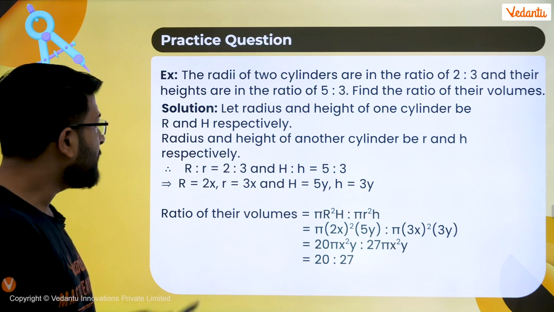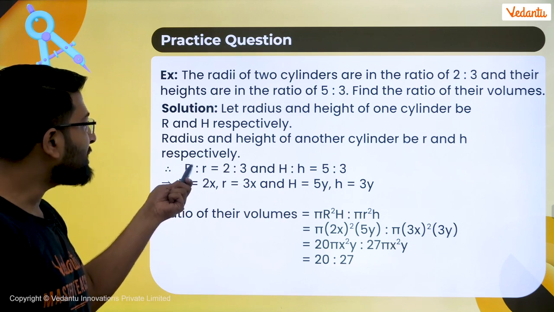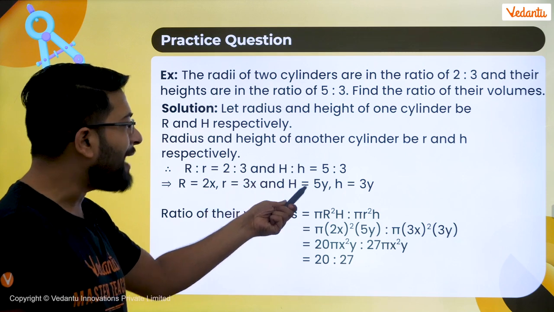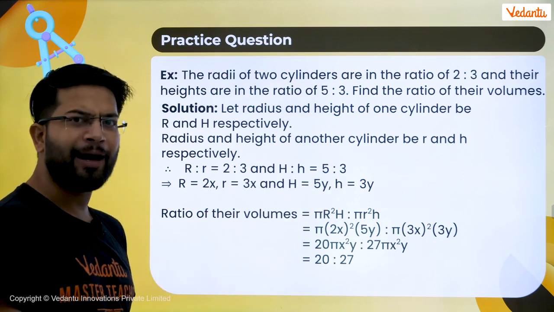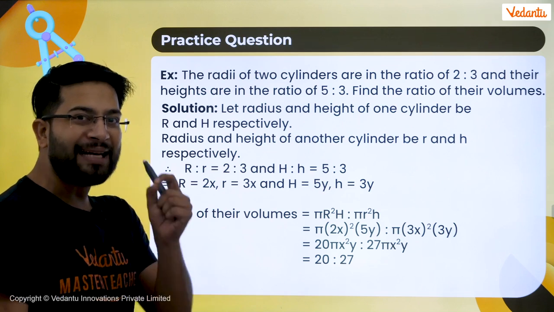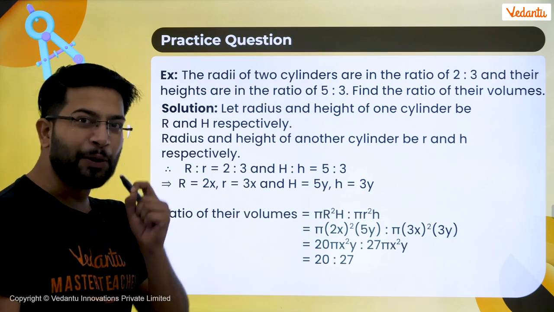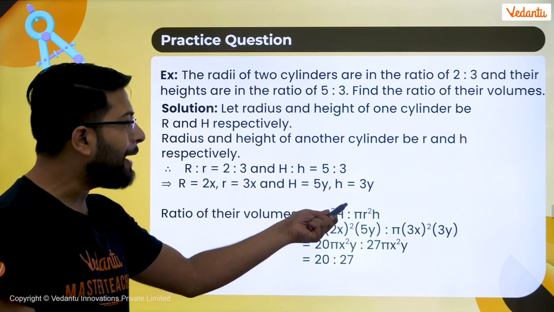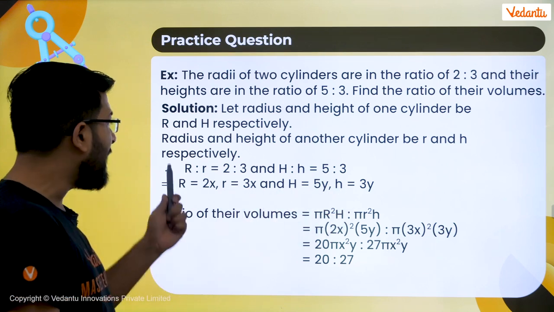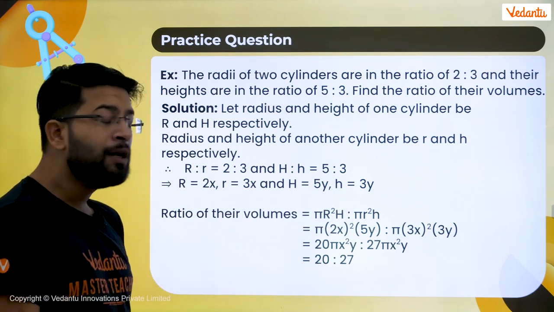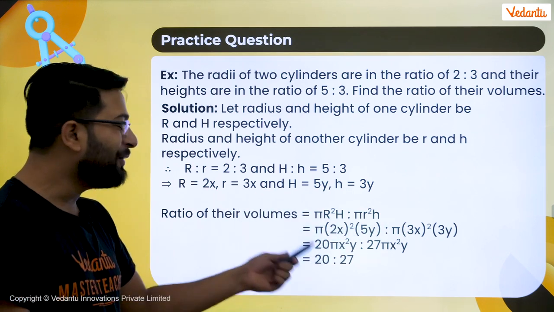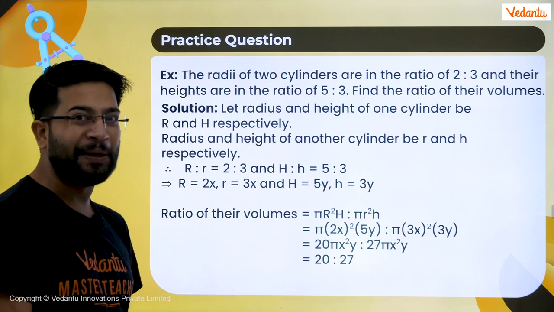So we can write capital R equal to 2x, small r equal to 3x. Same here, capital H will be 5y and small h will be 3y. So that's why the ratio of the volume will be what? Pi capital R square into capital H divided by pi small r square into small h. We know the ratio of capital R and small r. We know the values of capital H and small h. Simple, put the values, you will get the ratio. I hope this is clear to you.